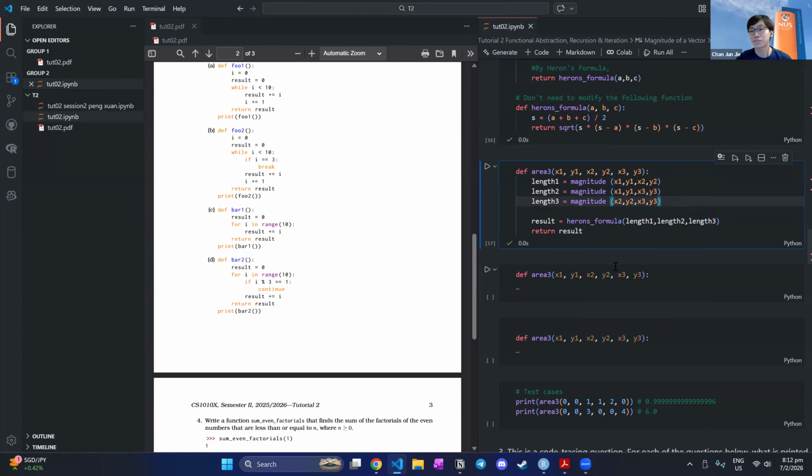Yep, thanks. So you just save the three lengths of the triangle and you apply Heron's formula. Because Heron's formula is a helper function that takes the three lengths. So first you have to calculate the three lengths using the input points. Then you can get the area of a triangle. All right, let's see the other answers.